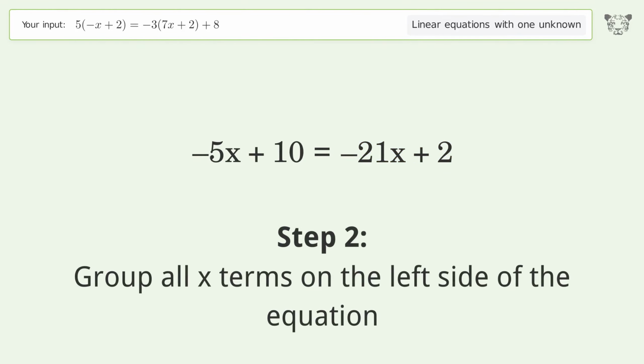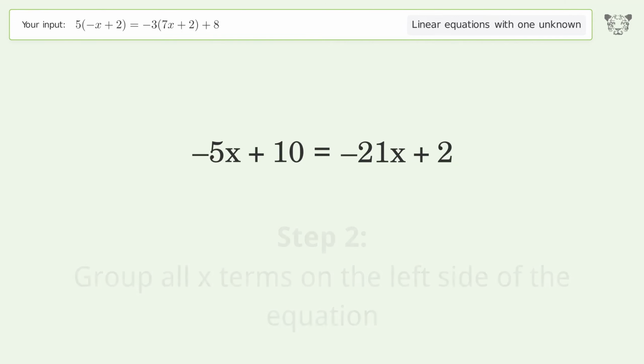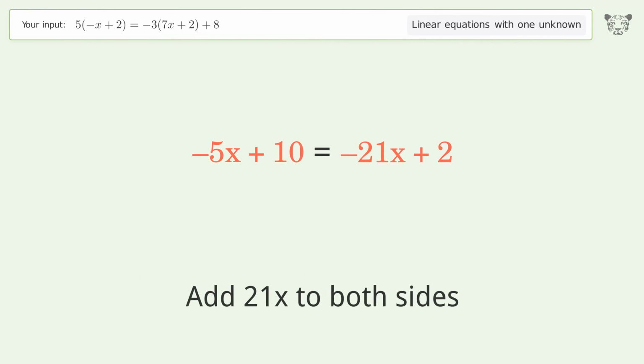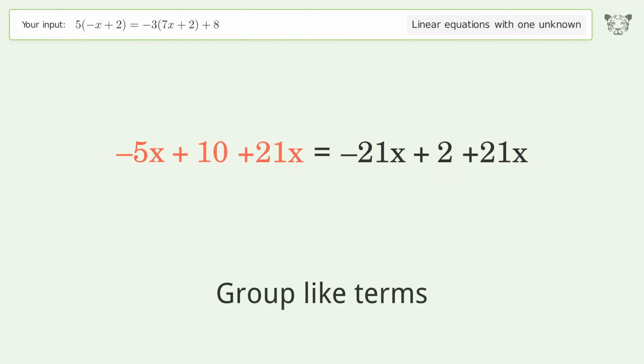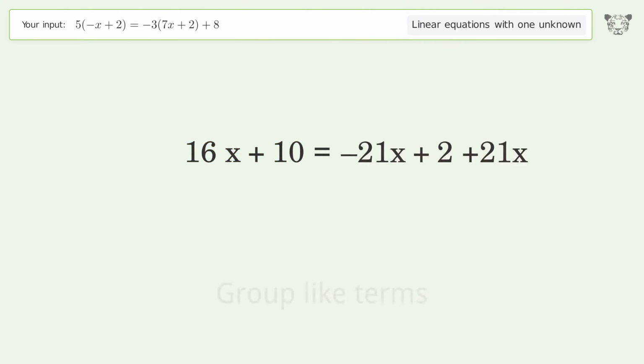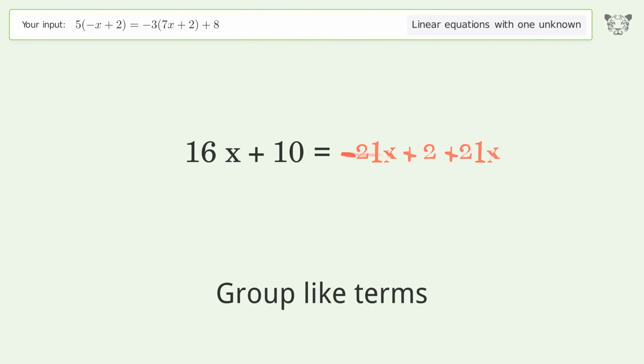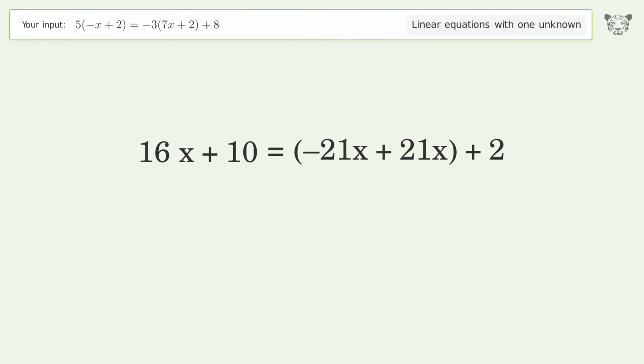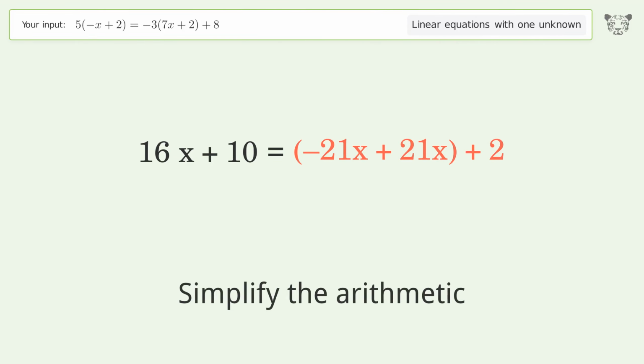Group all x terms on the left side of the equation. Add 21x to both sides. Group like terms. Simplify the arithmetic. Group like terms. Simplify the arithmetic.